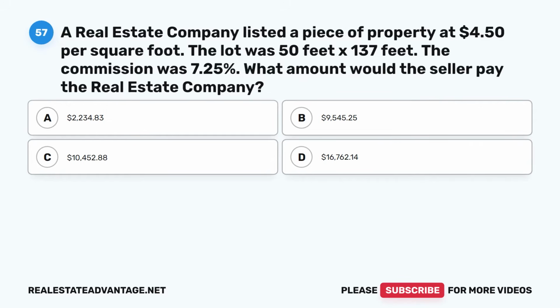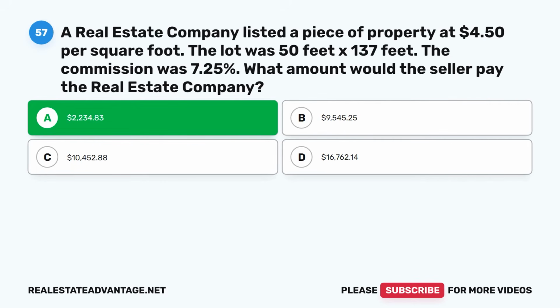Question 57. A real estate company listed a piece of property at $4.50 per square foot. The lot was 50 feet by 137 feet. The commission was 7.25%. What amount would the seller pay the real estate company? A. $2,234.83. B. $9,545.25. C. $10,452.88. D. $16,762.14. The correct answer is A.